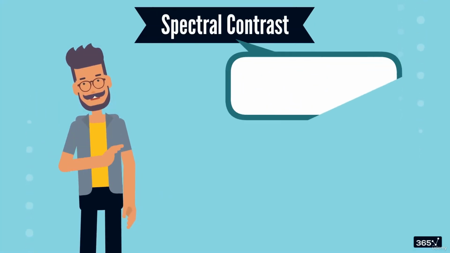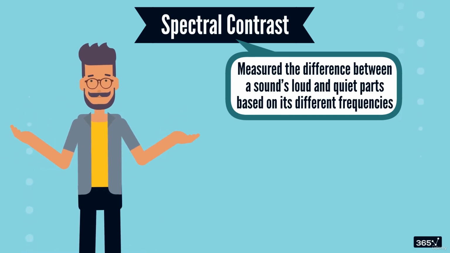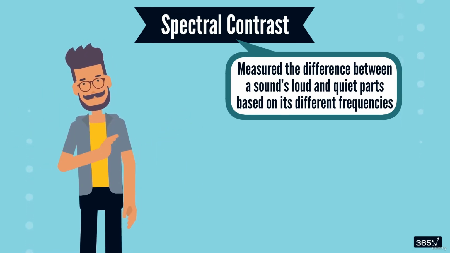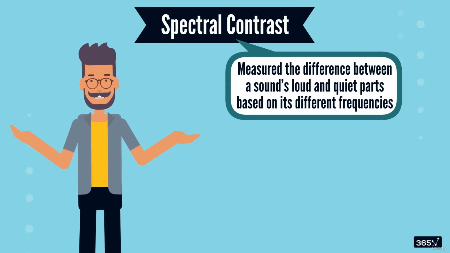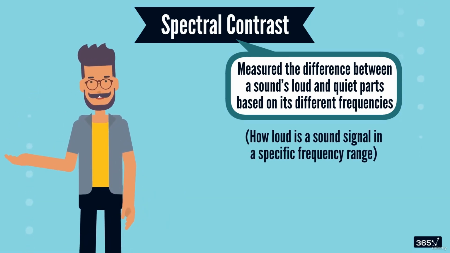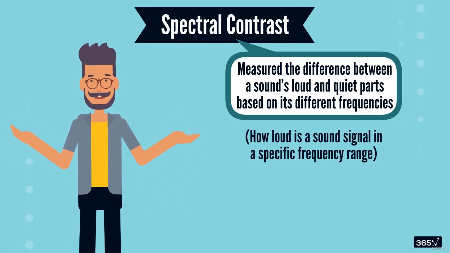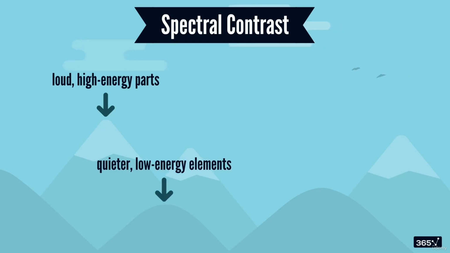Spectral contrast measures the difference between a sound's loud and quiet parts based on its different frequencies. This means it examines the energy present at various pitches, low to high, and compares the loudest and quietest parts within those frequency ranges. Think of it like a mountain range. The peaks are the loud, high-energy parts, and the valleys are the quieter, low-energy elements. Spectral contrast tells us how big the difference is between those peaks and valleys.